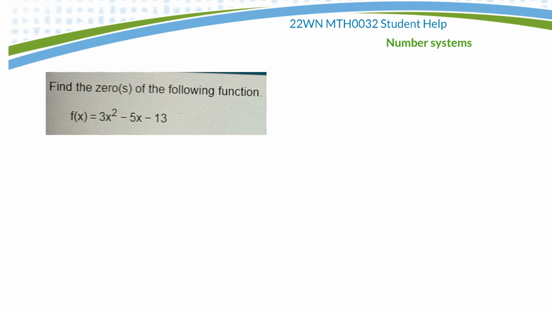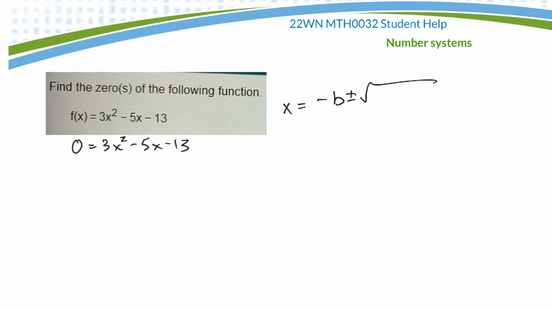All right, here's a nice question. You're asked to find the zeros of the following function. So I let f of x equals 0. And then to solve this, I either try to factor it or use the quadratic formula. I don't think you can factor it, so let's use the formula.